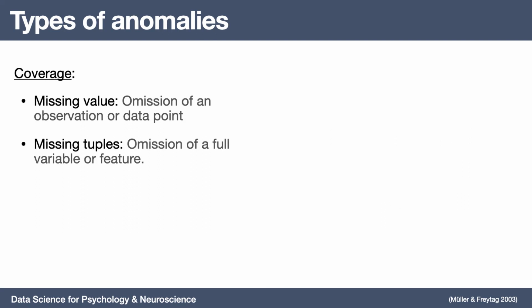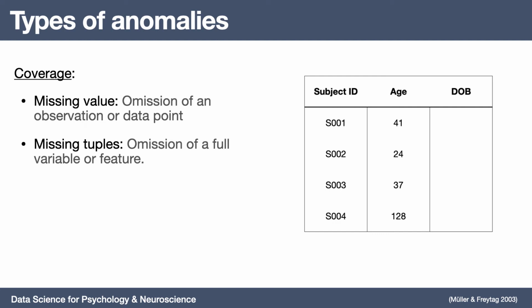Missing tuples, as opposed to missing values, are just the omission of a full variable or feature vector. So this is the case where you're expecting to see date of birth, but again, there is no entry for any subject in any of the observations for the date of birth column. This is pretty easy to detect because an entire column will be missing.